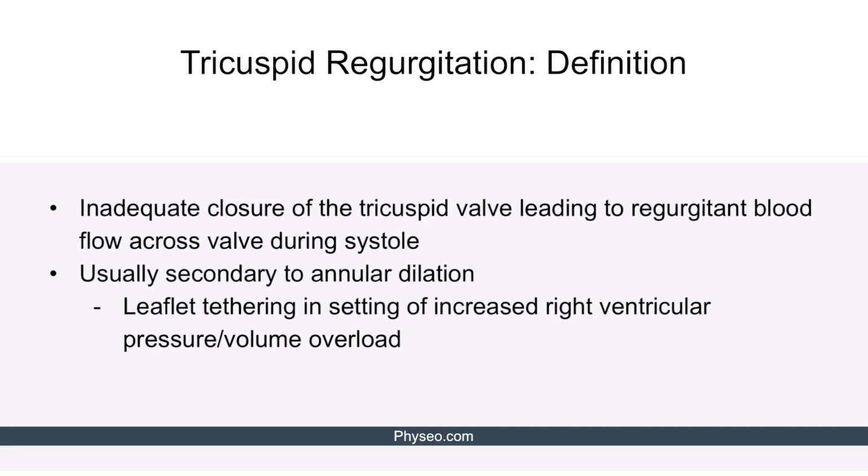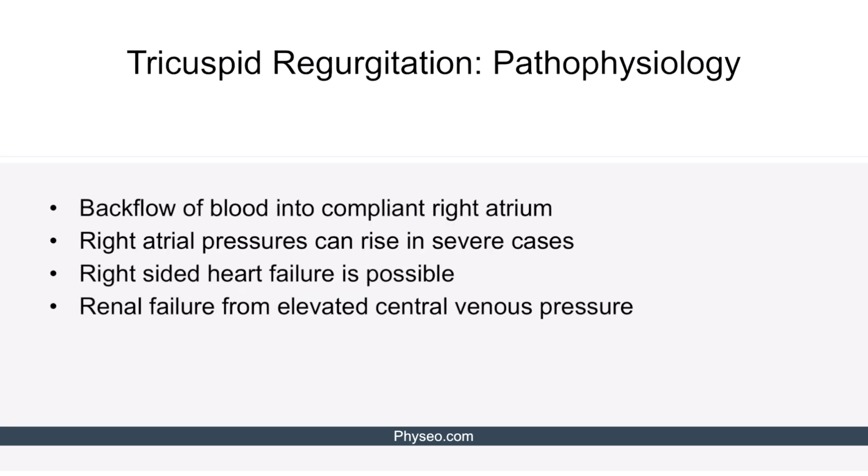Tricuspid regurgitation is defined by the inadequate closure of the tricuspid valve during systole, leading to regurgitant blood flow across the valve. This condition is largely secondary to another cause, such as tricuspid annular dilation and/or leaflet tethering in the setting of increased right ventricular pressure and/or volume overload, and much less often due to primary disorders of the valve apparatus. As previously mentioned, tricuspid regurgitation is defined by an incompetent tricuspid valve and backflow of blood into the right atrium during systole.